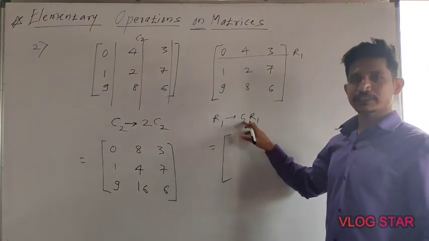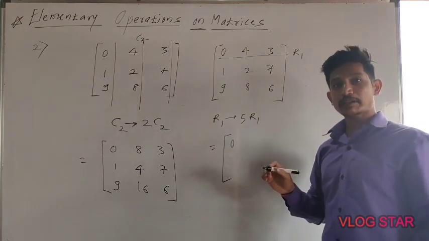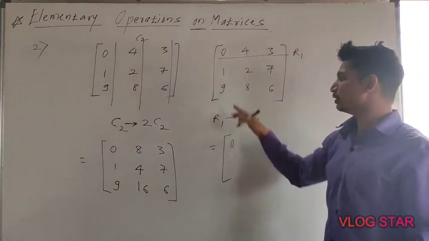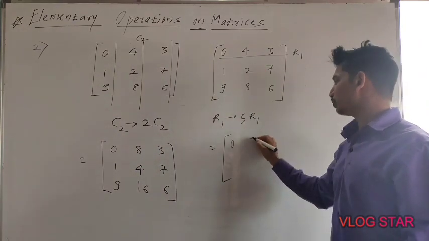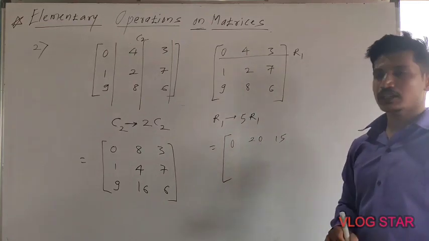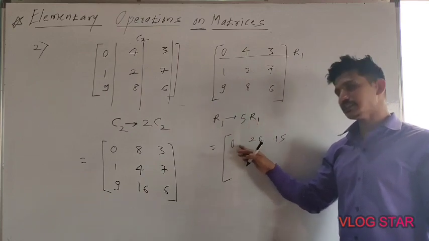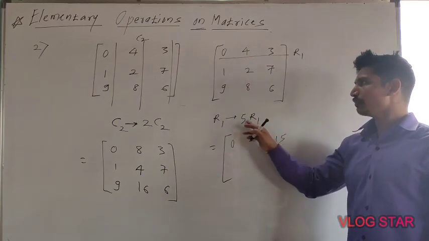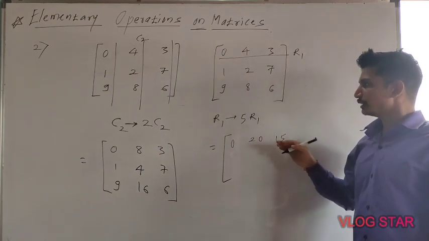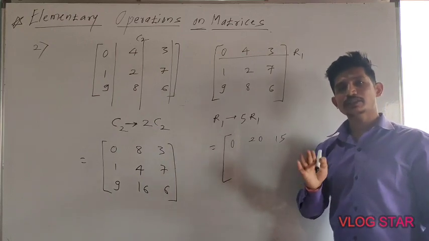First row I am changing. So 5 into 0 is 0, 5 into 4 is 20, 5 into 3 is 15. So I multiplied the first row by 5 and changed the first row. Second row and third row I am not changing, so they are as it is.